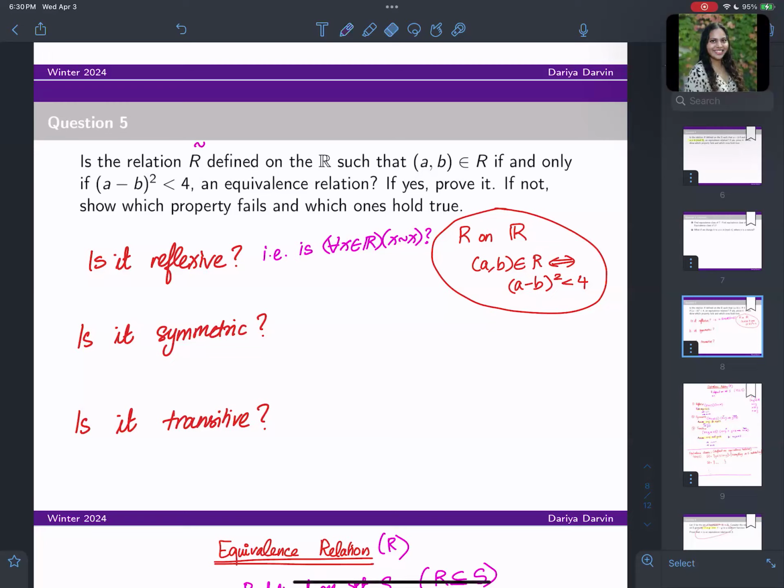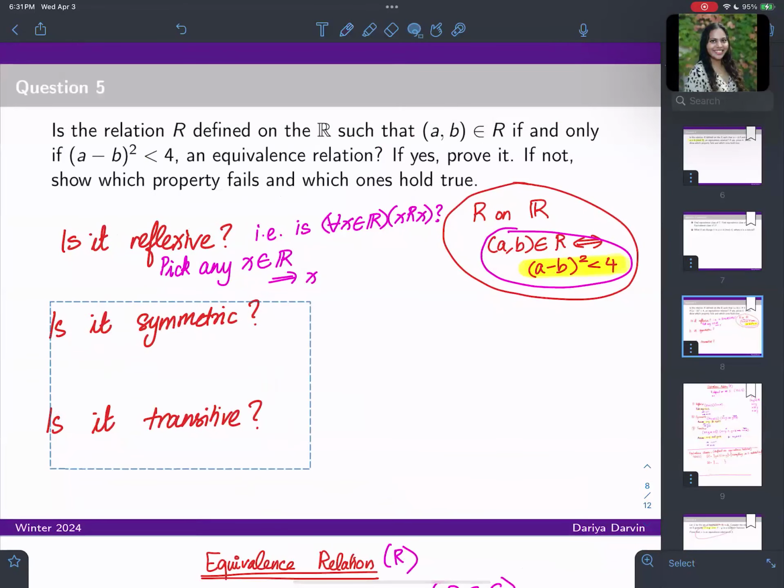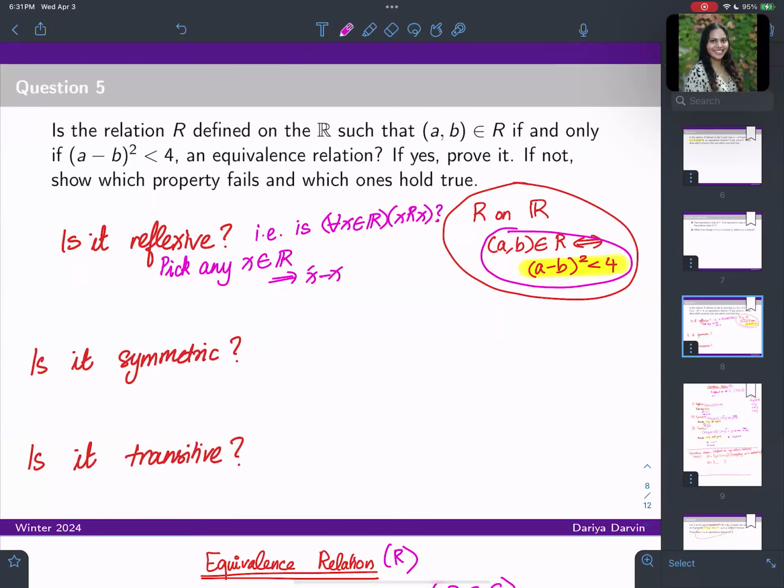Yes, it is reflexive. Why? Pick any x in the reals. How do I know if it's related to itself? It's related to itself if it follows this definition. Two numbers are related if they satisfy this equation. So x minus x the whole square is equal to 0, which is less than 4. This means x is related to x. Okay, so it is reflexive.